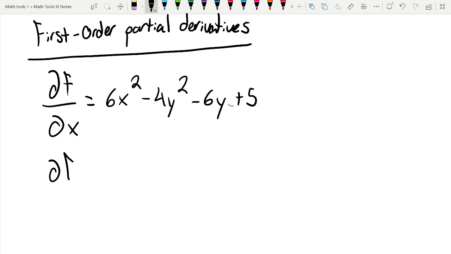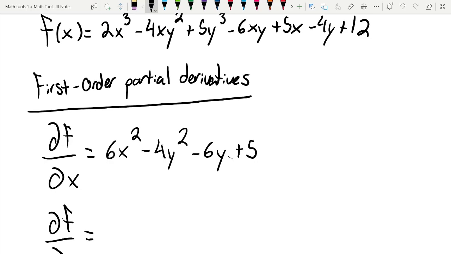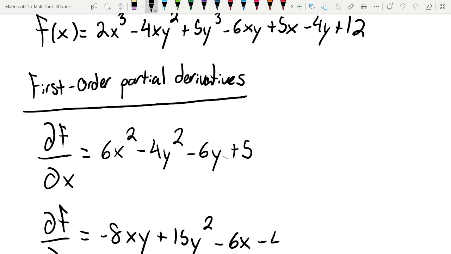Then if we did it with respect to y, we would get 0 minus 8xy plus 15y squared minus 6x plus 0 minus 4. Okay, so these are our two first order partial derivatives.